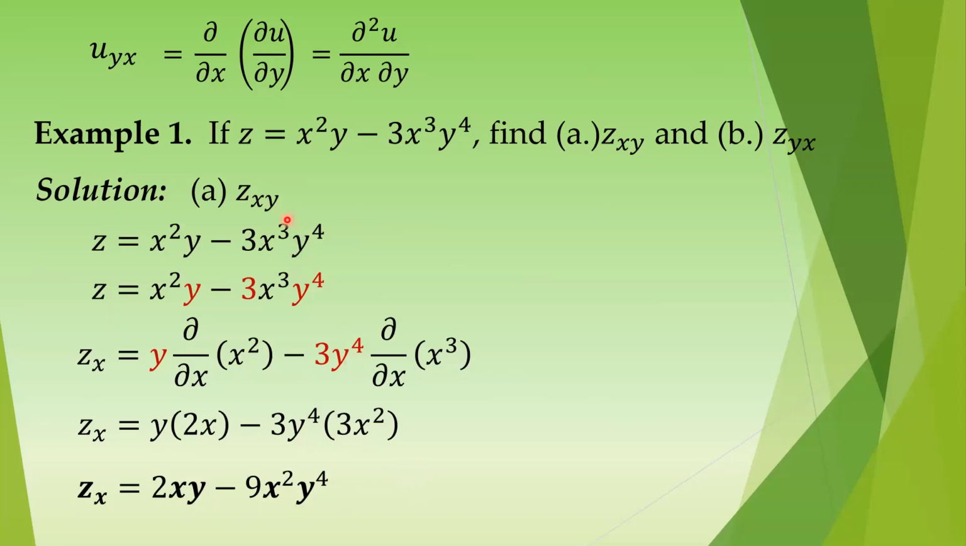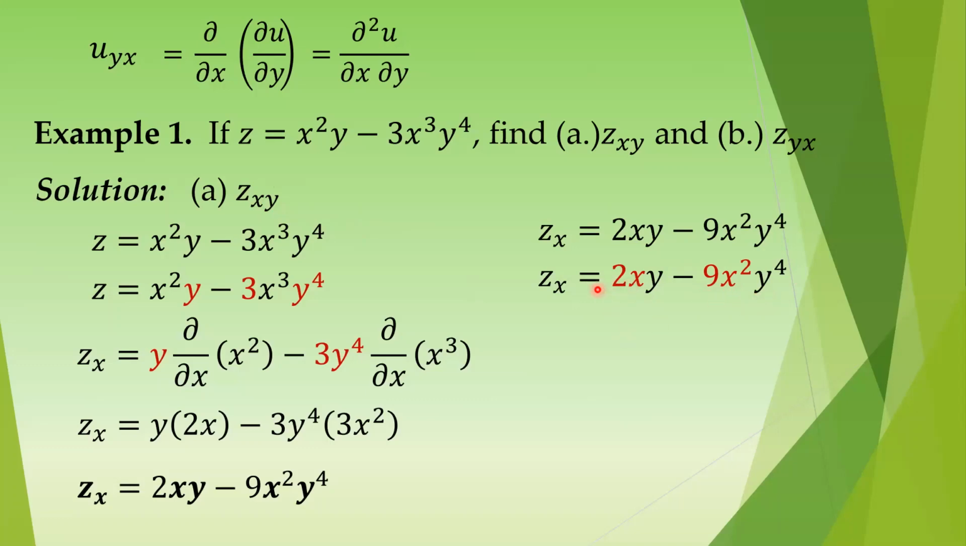Next, dun tayo ngayon sa kasunod. Another differentiation tayo with respect to y naman. So, meron tayo nakuha ang z sub x, 2xy minus 9x squared y raised to 4. So, paano gagawin? With respect to y tayo, ibig sabihin yan, y ang variable, ang x ngayon ang magiging constant. Then, z sub x ay 2xy, nakaread muna siya kasi siya ay constant, 2x minus 9x squared, yan din ay constant muna, y raised to 4.